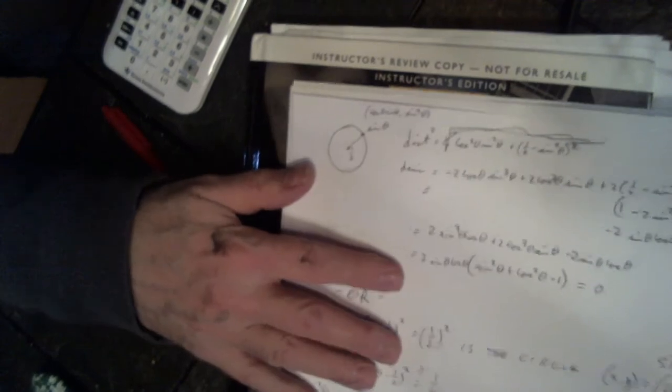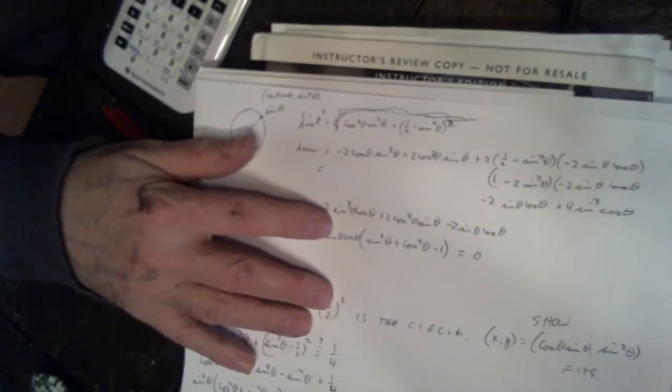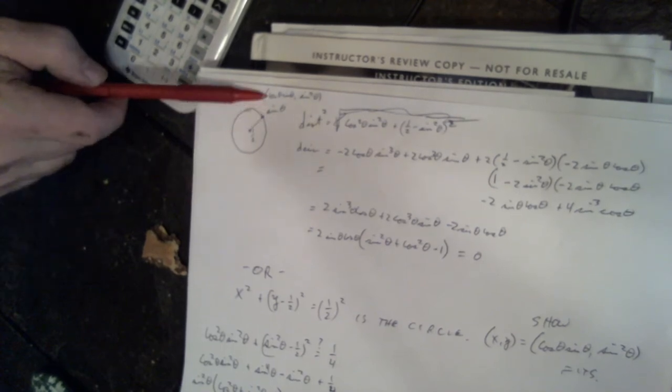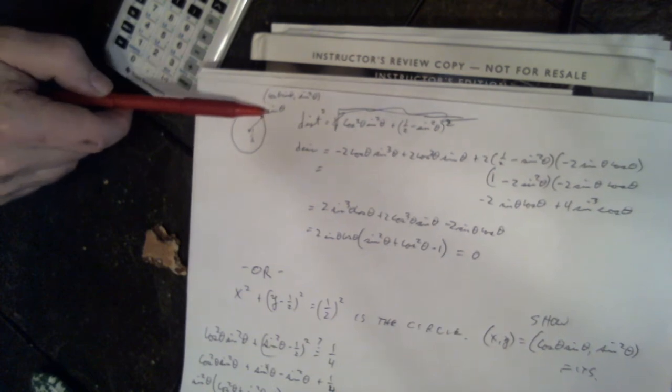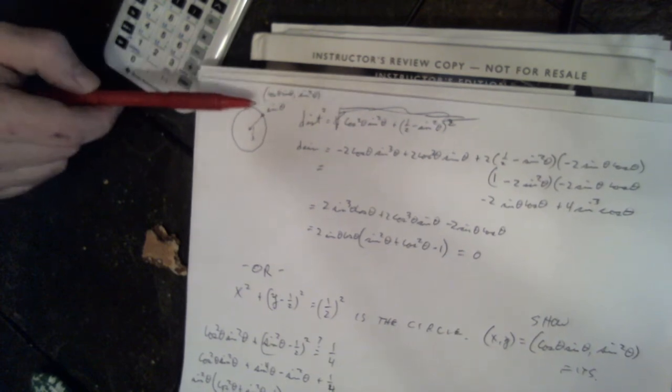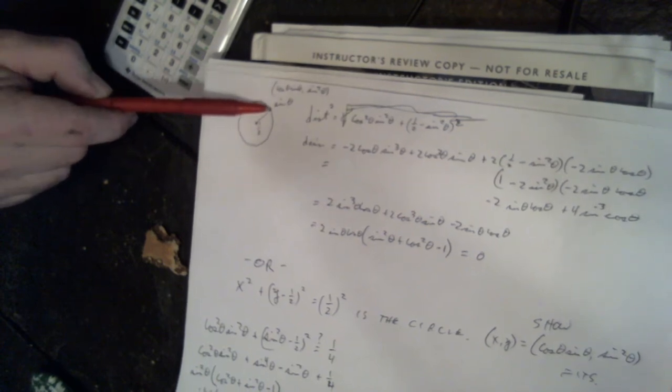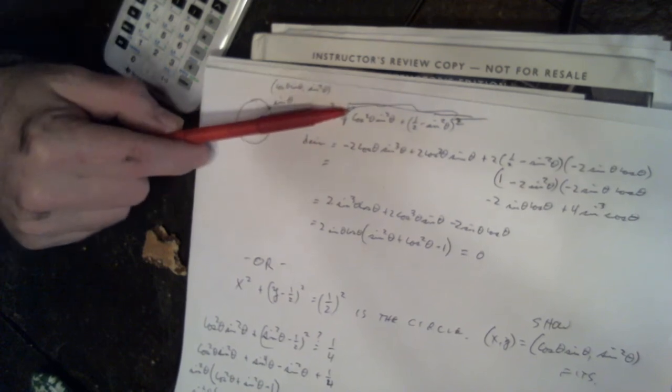So there's a couple of ways to attack the problem. One is to do the distance between the point sine theta in polar and the center, which is at 1/2 on the y-axis. So I have to multiply sine theta times cosine theta to get the x-coordinate, sine theta times sine theta to get the y-coordinate. So this says cosine theta sine theta, comma sine squared theta. That's the xy coordinate of that point. So I did the distance squared so I don't have the square root.